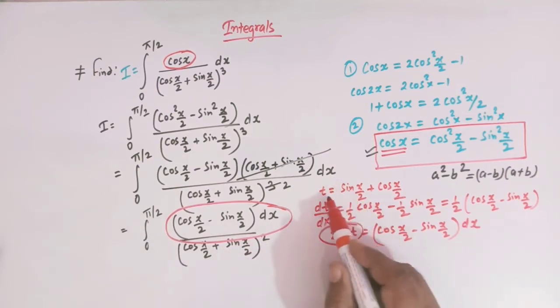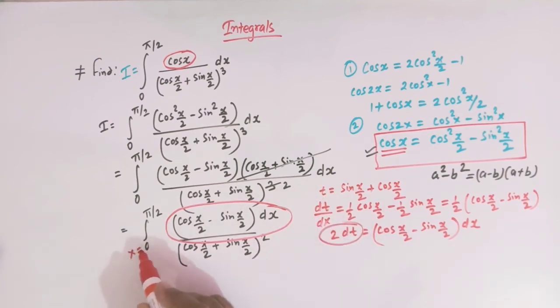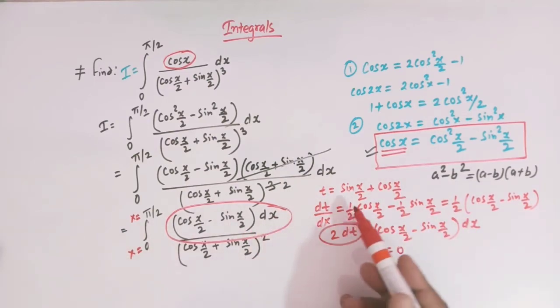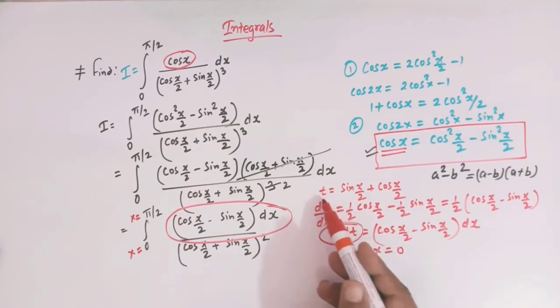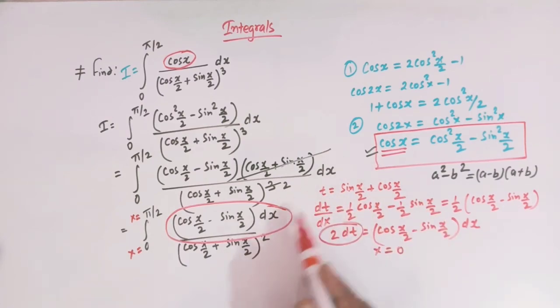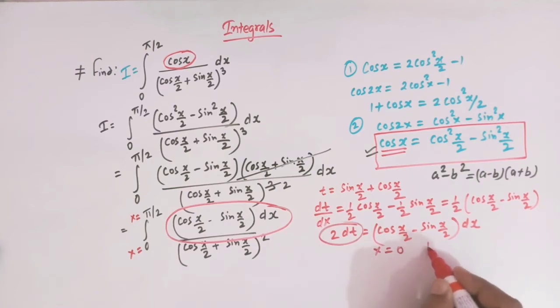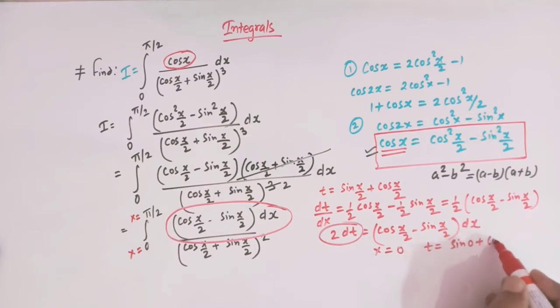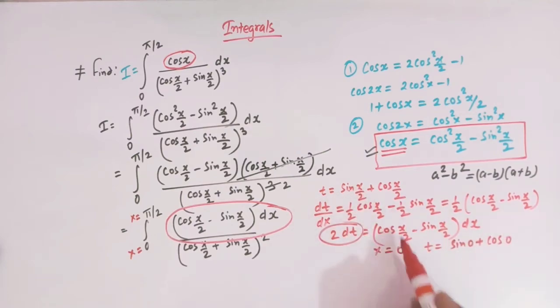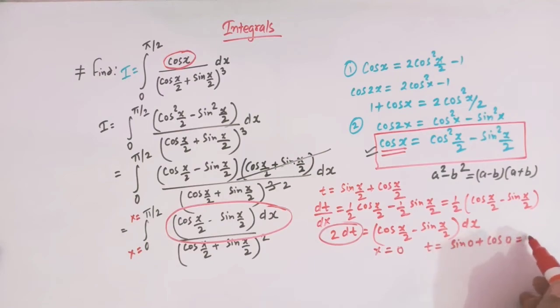Okay, so now here we see that x varies from 0 to pi by 2. Since we are using the substitution method and we are introducing the variable t, let us change the limits accordingly, right? So when x is equal to 0, t is equal to sine 0 plus cos of 0, because we take x is equal to 0 over here. So we have 0 plus 1, that is 1, right?